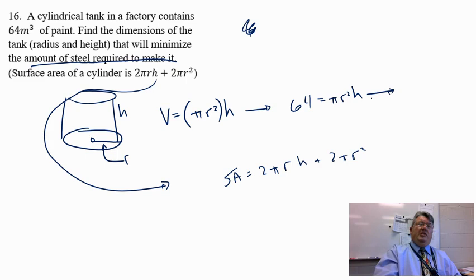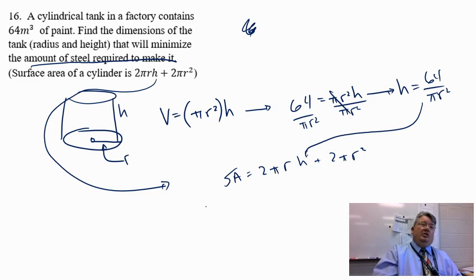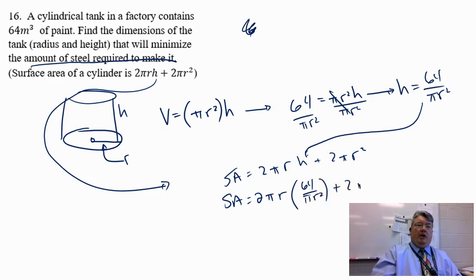Let's do this. If I solve the volume equation for h by dividing both sides by pi r squared, I get h equals 64 over pi r squared. And if I put that in for h, my surface area equals 2 pi times r times 64 over pi r squared, plus 2 pi r squared. Now I have an equation where the input is r and the output is surface area, and I can minimize this. I just have to type this into Desmos.